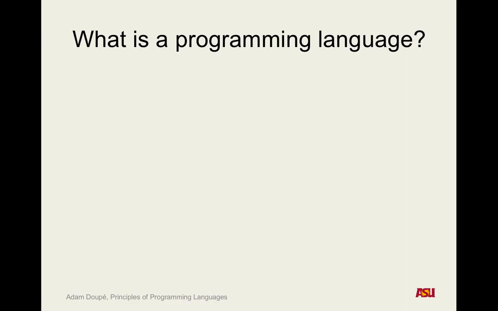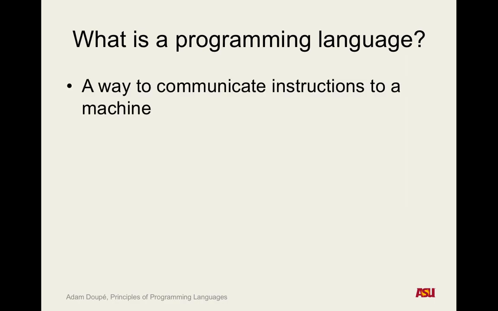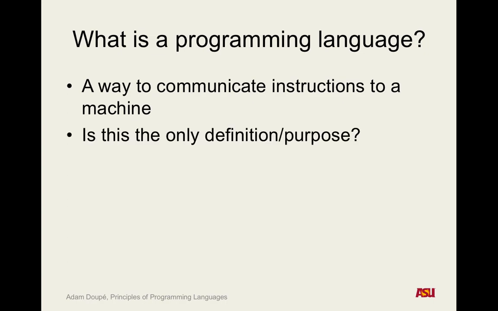Anything else? Yeah. It has a well-defined syntax and semantics. Yeah, so some well-defined syntax and semantics. We're going to get all into that. It's a way to communicate instructions to a machine, right? So that's very similar to that example. So we want to tell the computer what to do, but is that the only definition? And here I think definition may be a little tricky, but what's the other purpose of a program or a programming language?